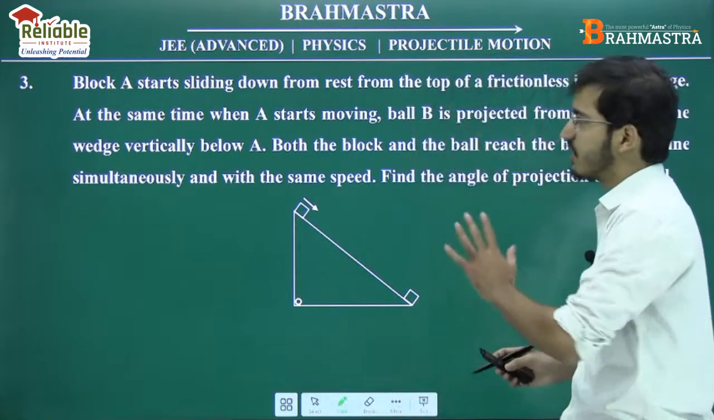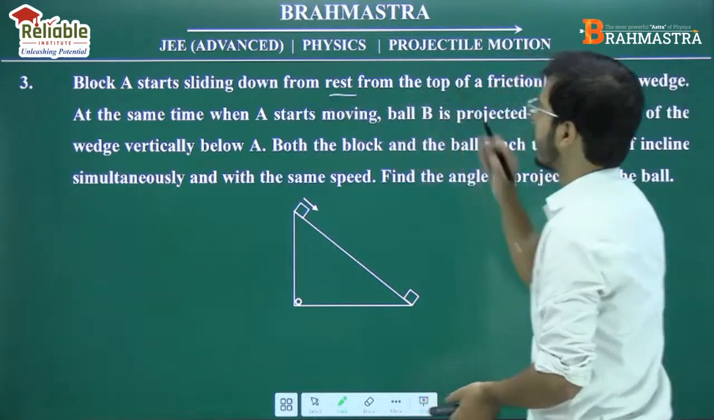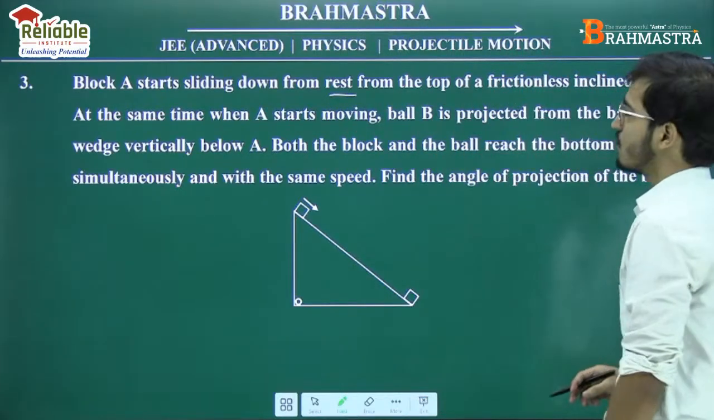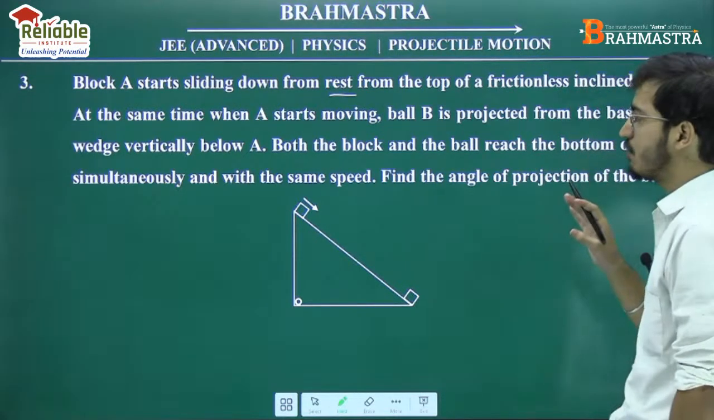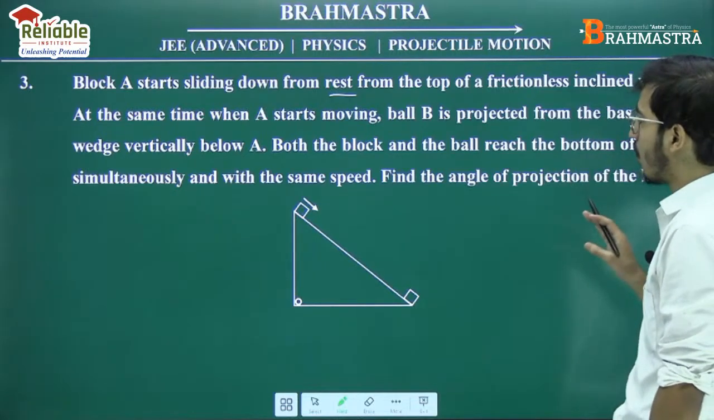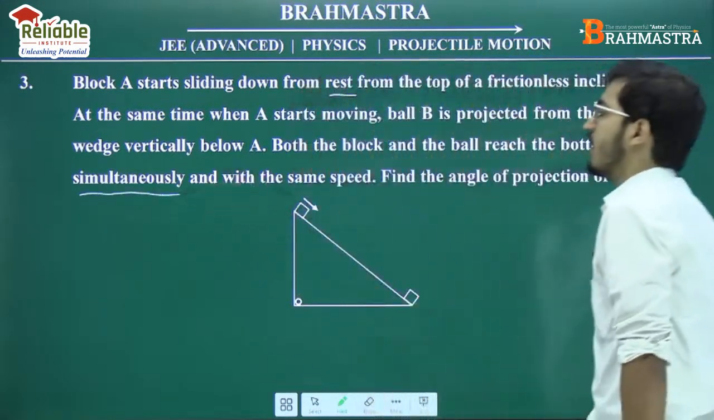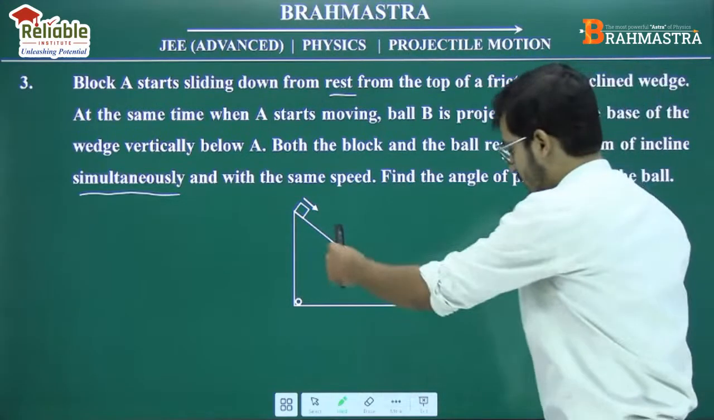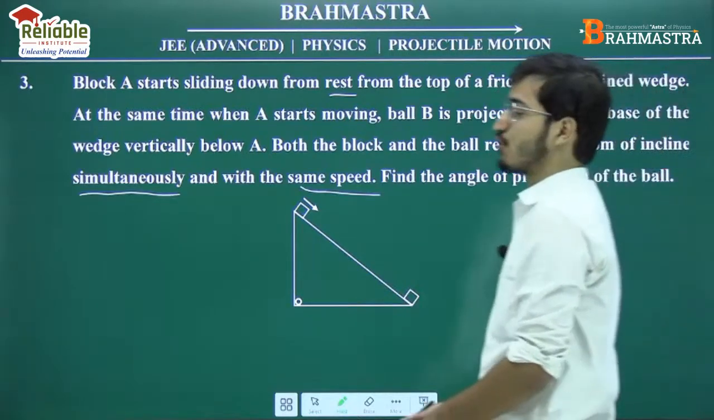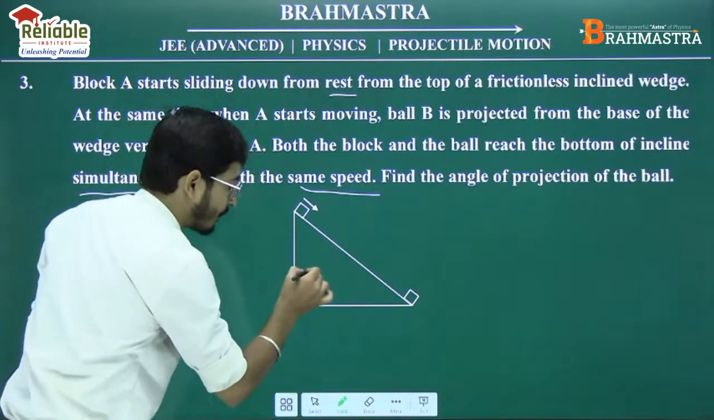Okay, it's an interesting problem. Block A starts sliding down from rest. Please understand, the block is at rest at the top of a frictionless inclined wedge. At the same time, when A starts moving, ball B is projected from the base of the wedge vertically below A. Both the block and the ball reach the bottom of the inclined plane. Please mark this statement: it's simultaneously, both have been launched at the same time and both reach the bottom at the same time. Find the angle of projection of the ball. Interesting problem. You are supposed to calculate the angle.